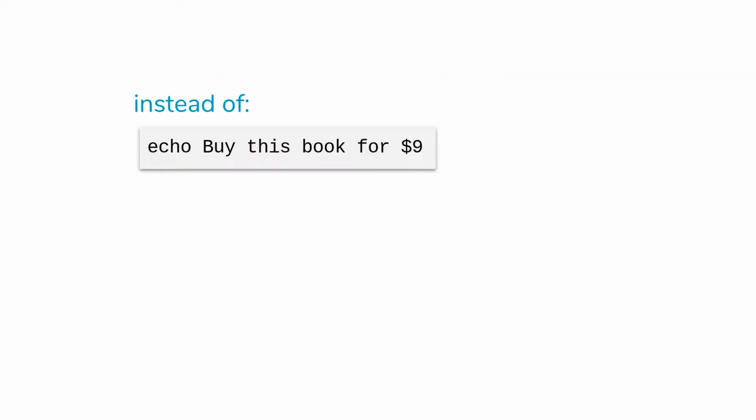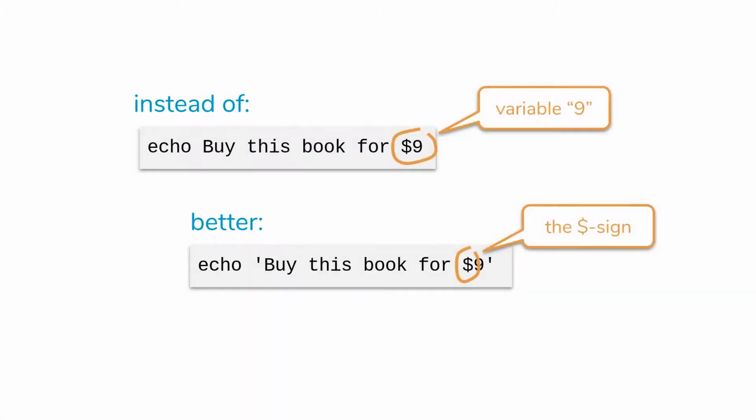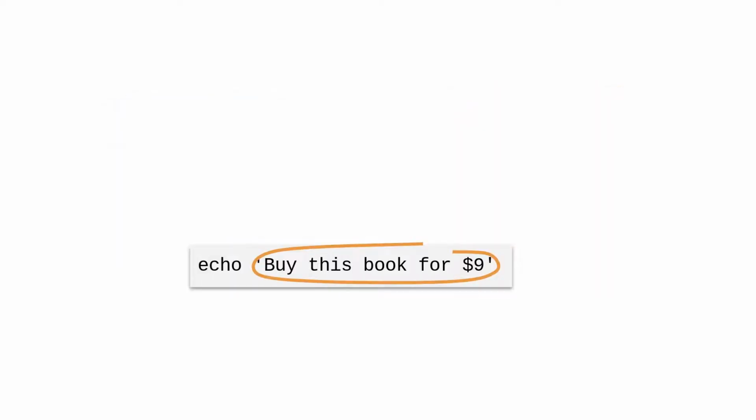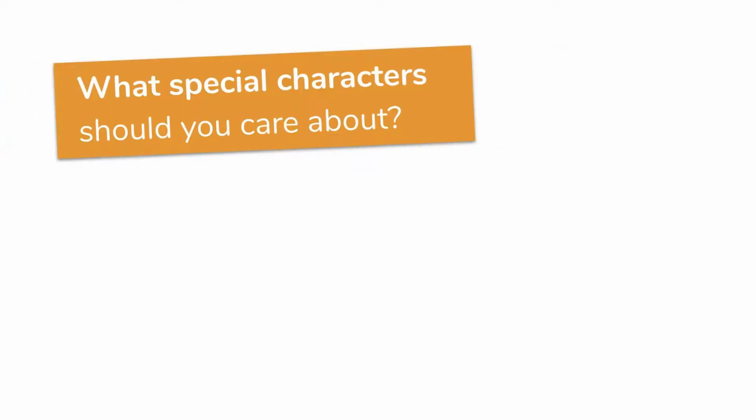So instead of just writing echo buy this book for $9, you could enclose the whole string buy this book for $9 with single quotes. Yeah? Echo 'buy this book for $9', where buy this book for $9 is enclosed with single quotes. In this way, the shell won't try to interpret $9 as a variable with the name 9. Instead, it would take the $ sign for just what it is, a $ sign. This mechanism, in this example to enclose a complete string in single quotes, is called quoting. And technically, this quoting is explained, for instance, in depth in the documentation of the bash shell. But let's do it here the easy way.